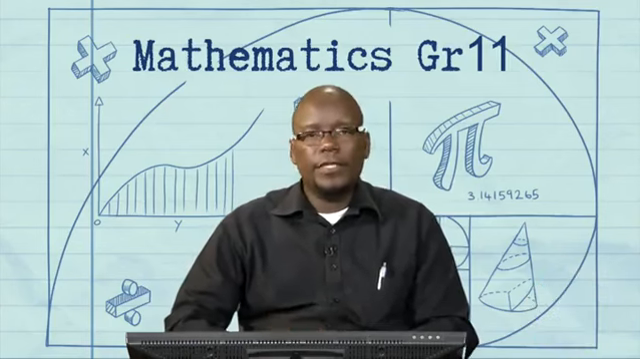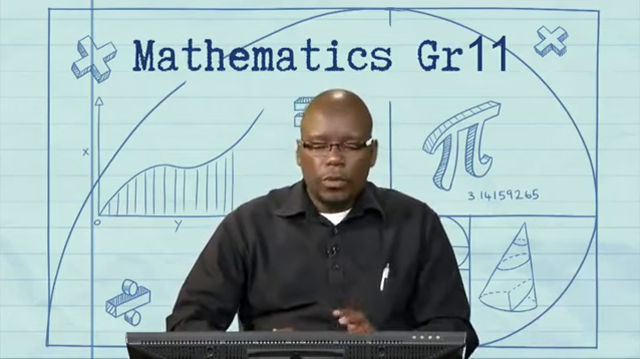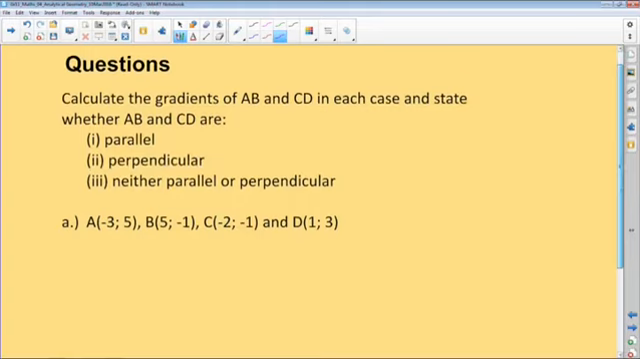Well done, grade 11s. Let's just now see if you are getting these things right. We need to tell whether these lines are parallel or perpendicular. Calculate the gradient of AB and CD in each case, and state whether AB and CD are parallel or perpendicular. All right. Let's start with this one.